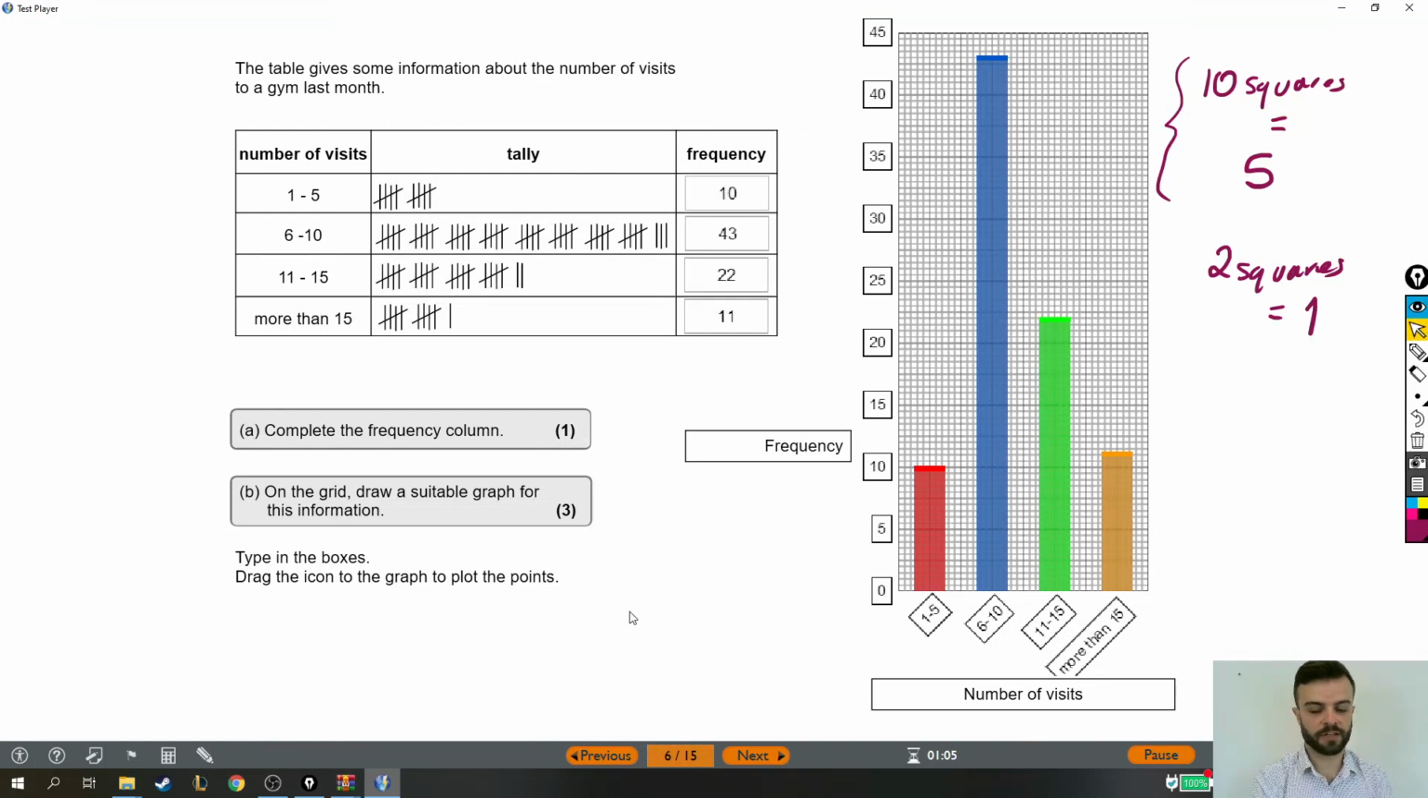The question's not asking us to do anything else, so we've labelled everything, all these boxes are filled in, so I haven't missed anything. And that's it, we've drawn our graph. Good stuff.